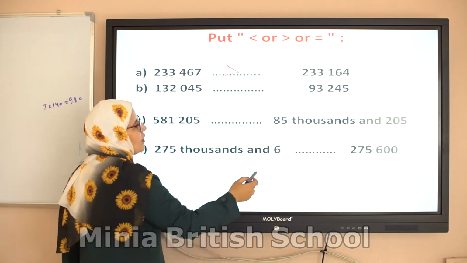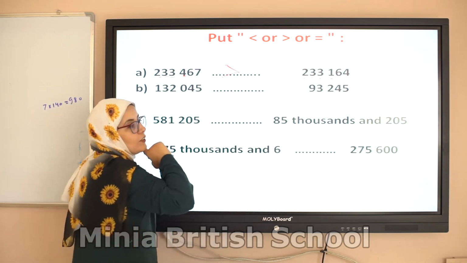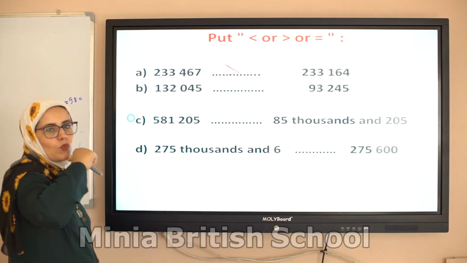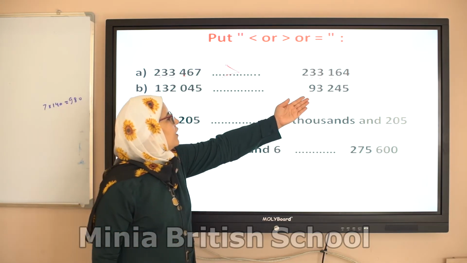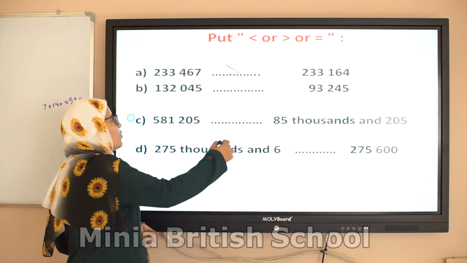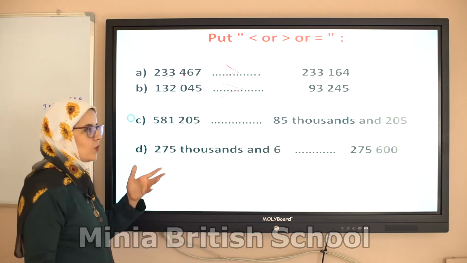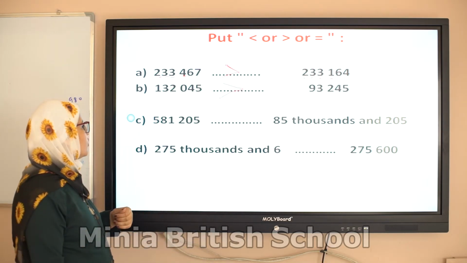The second one, here we have a number that consists of how many digits? 6. Here we have a number that consists of 5. So which one is the greatest without thinking? Here we have 5 digits, but here we have 6 digits. So the 6-digit number is greater than the 5-digit number.